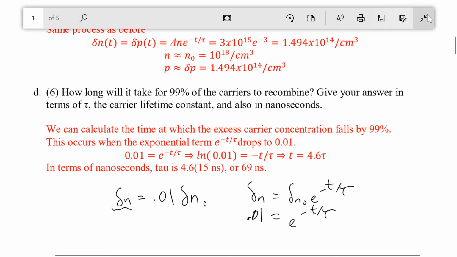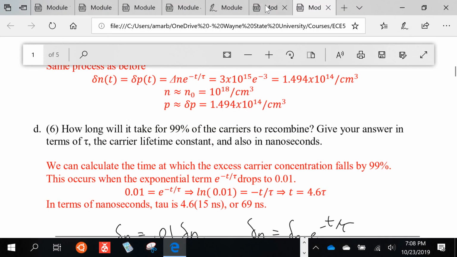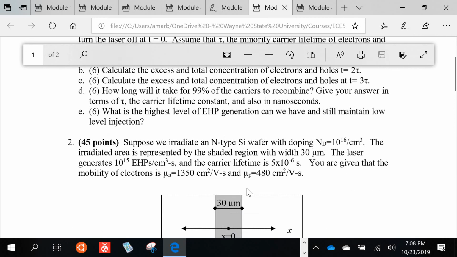All right. So that was problem 1. We're starting to run out of time here.